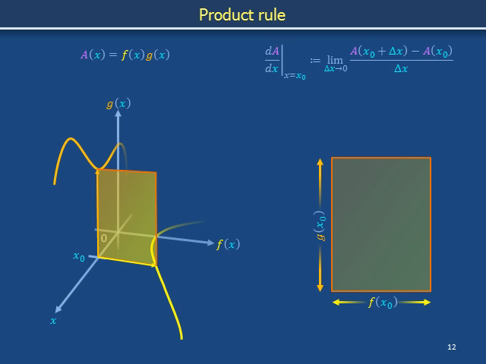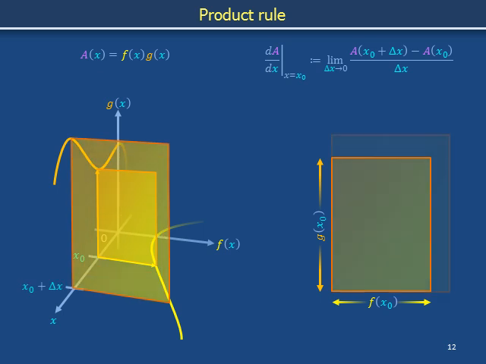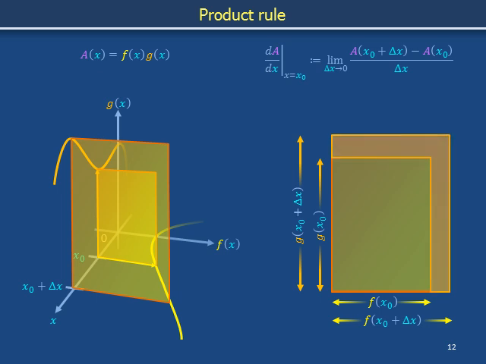Walking away from x naught and toward the viewer, we draw the rectangle at x equals x naught plus delta x, whose area f of x naught plus delta x times g of x naught plus delta x is A of x naught plus delta x. The difference between the areas of these two rectangles, A of x naught plus delta x minus A of x naught, is the total area illustrated in the light blue, green, and magenta rectangles.